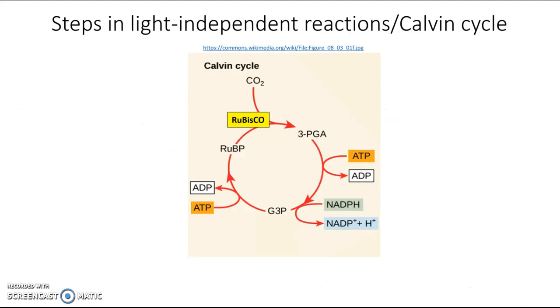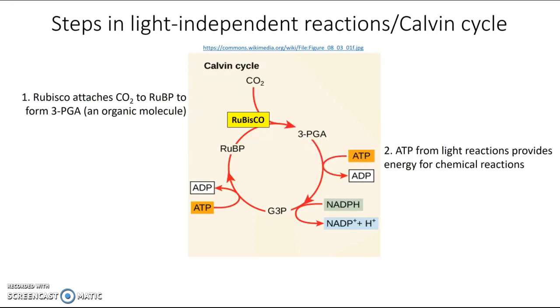So as we just talked about, the first step is that rubisco is going to attach carbon dioxide to RUBP. And it's going to form this molecule here, 3-PGA, which is just an organic molecule. For this class, you don't need to know the name or anything about it, besides the fact that it is an organic molecule.